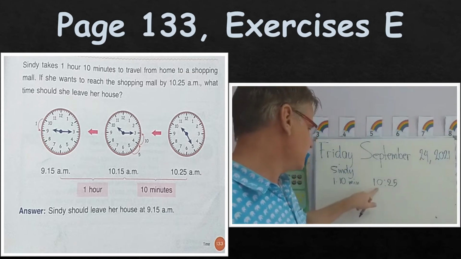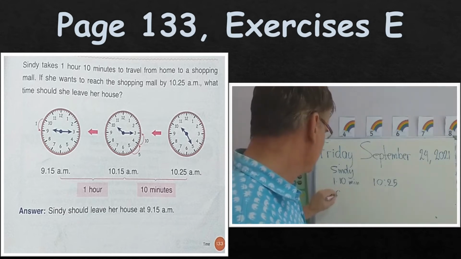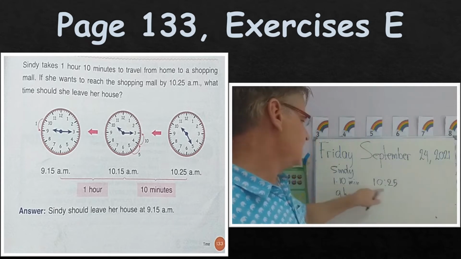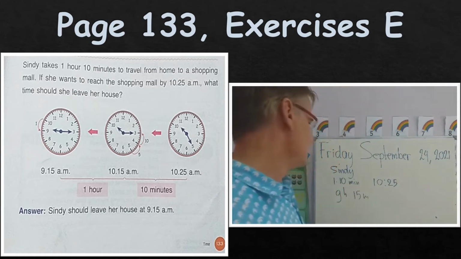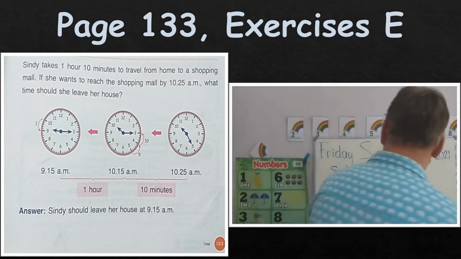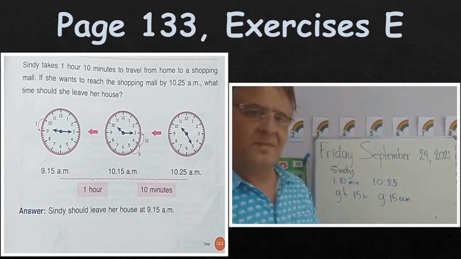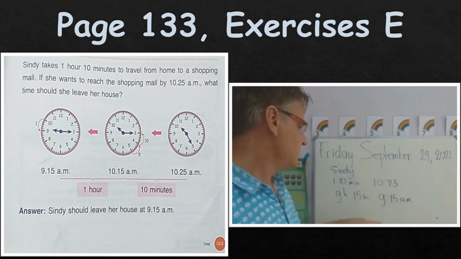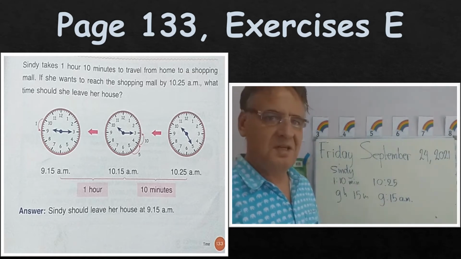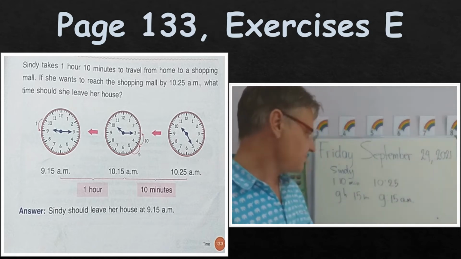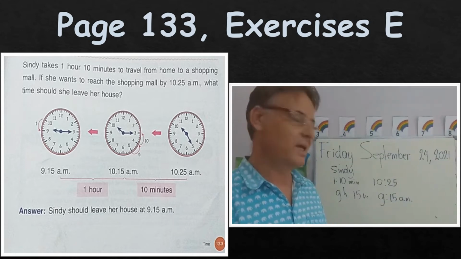So this time we do minus. So we do 10 hours minus 1 hour is 9 hours, right? And then 25 minutes minus 10 minutes is 15 minutes. So what time does she need to leave? She needs to leave at 9:15 a.m. If she leaves at 9:15 a.m. and she takes 1 hour and 10 minutes, she will be there at 10:25. It's just adding the hours, right? So the answer is Cindy should leave her house at 9:15 a.m.